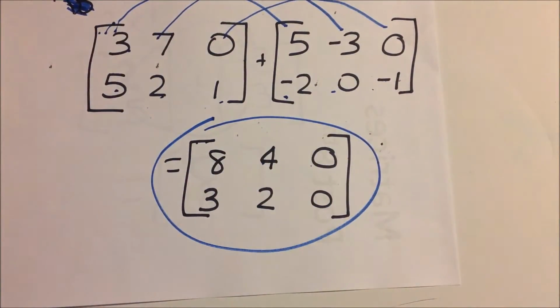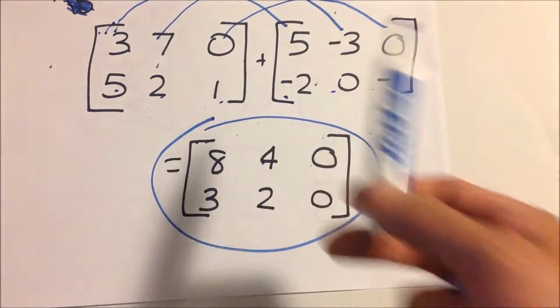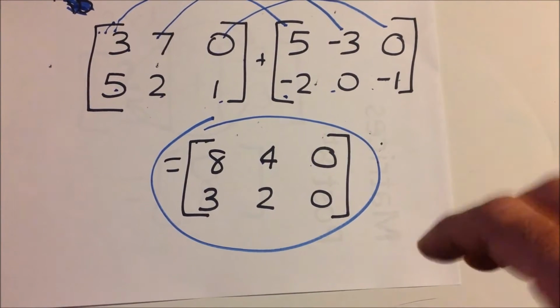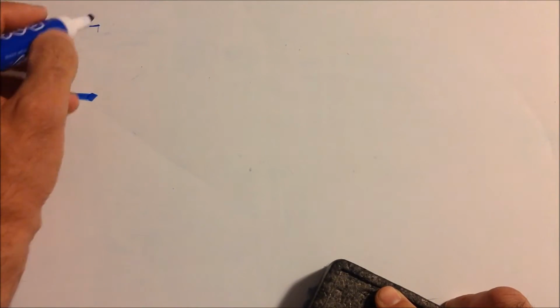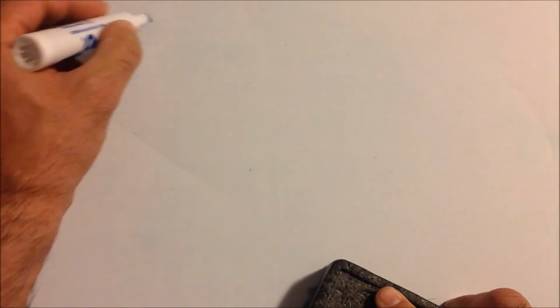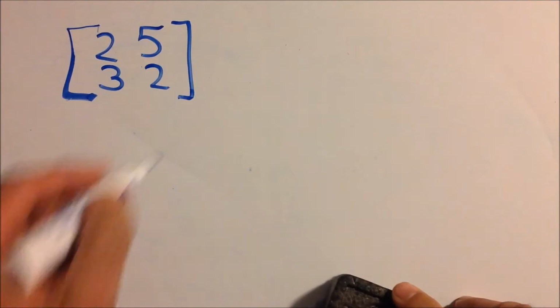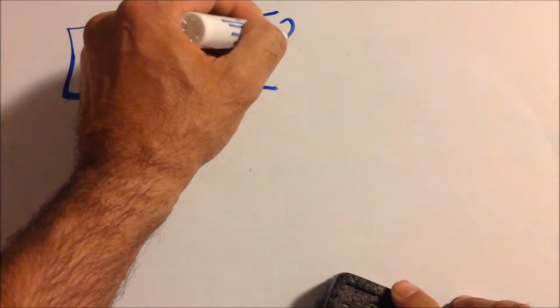So again, you're adding each element with its corresponding element in the other matrix. And the same goes with subtraction. So let's do a subtraction problem. Okay, so let's make one here. So let's say I have a 2 by 2 matrix. Now we want to minus it with another 2 by 2 matrix.